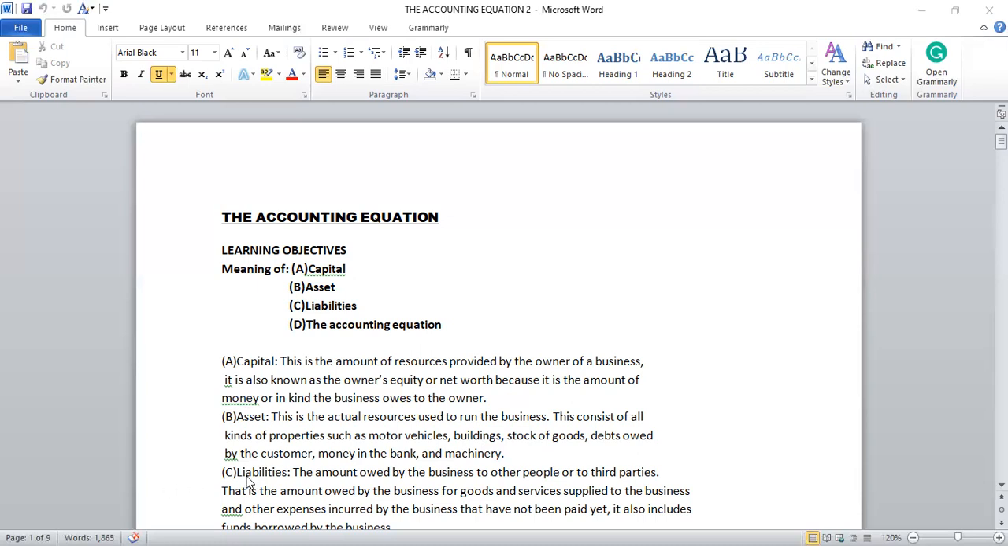C, liabilities. What is the meaning of liabilities? When we say liabilities in accounting, it means the amount owed by the business to other people or to third parties. That is the amount owed by the business for goods and services supplied to the business and other expenses incurred by the business that have not been paid yet. It also includes funds borrowed by the business.